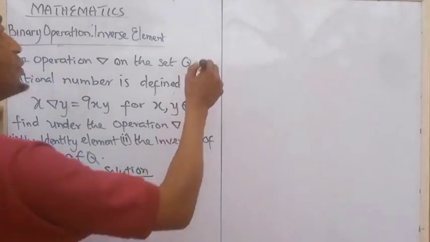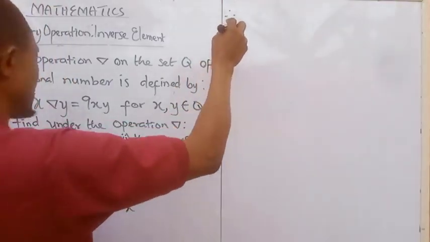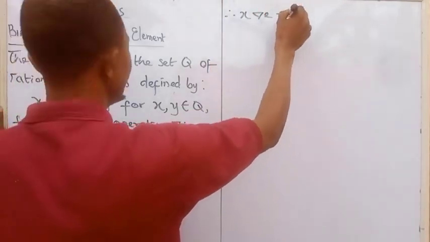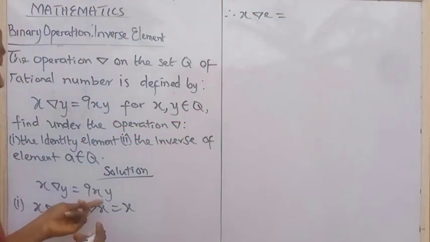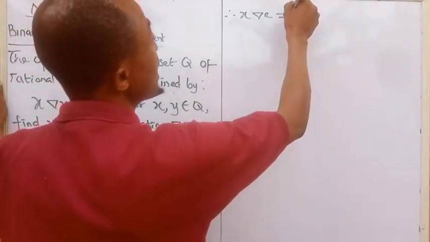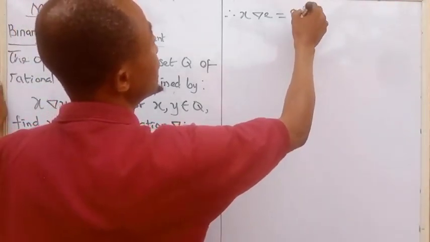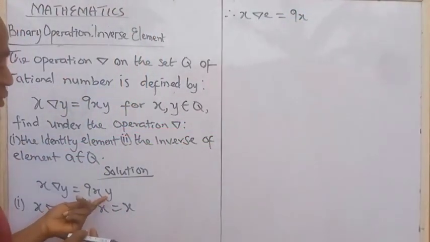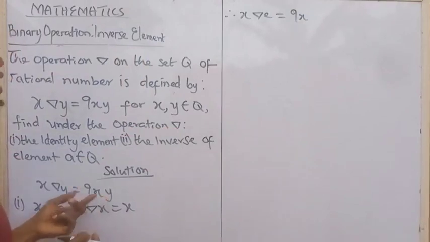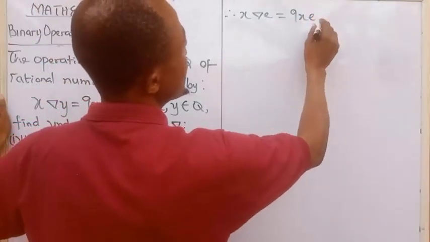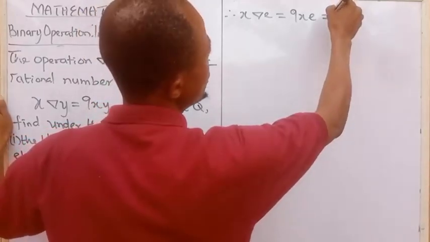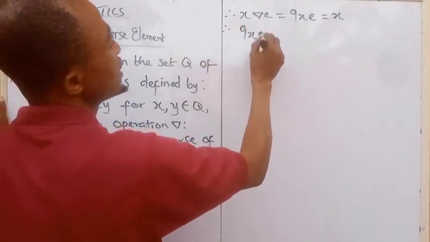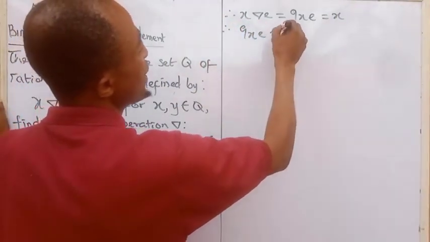So therefore we can say that x * e is equal to 9xy, that's 9x, then our y will be replaced by the identity element, which is e, 9xe. And this must be equal to x. Therefore, we can say 9xe is equal to x.